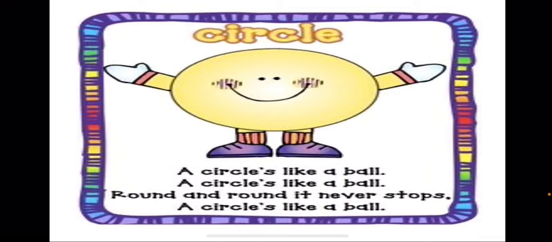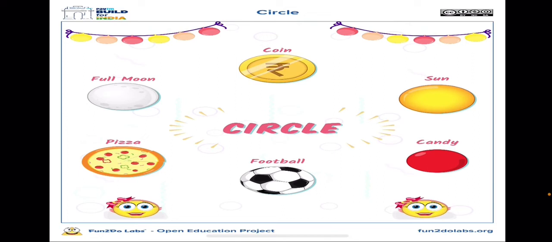Now let's read a rhyme on circle. A circle's like a ball, a circle's like a ball. Round and round it never stops. A circle's like a ball. Now examples of a circle are a coin, a sun, a candy, a football, a pizza and a full moon.